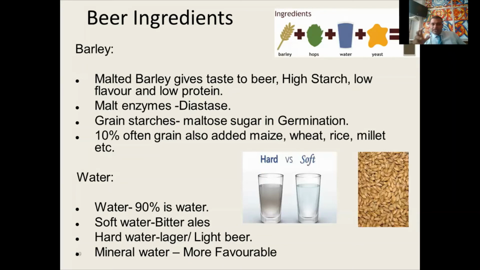So that is where the chemical reactions happen inside. Nothing but the sugar develops in the grain. Practically speaking, the sugar develops in the grain. So that is nothing but malting of barley.